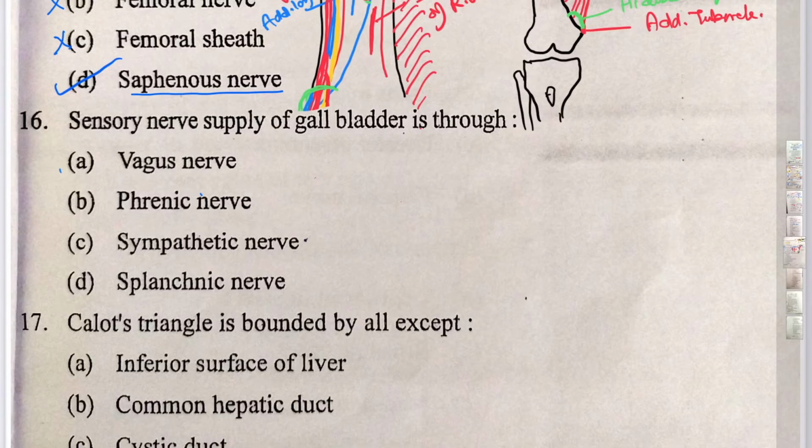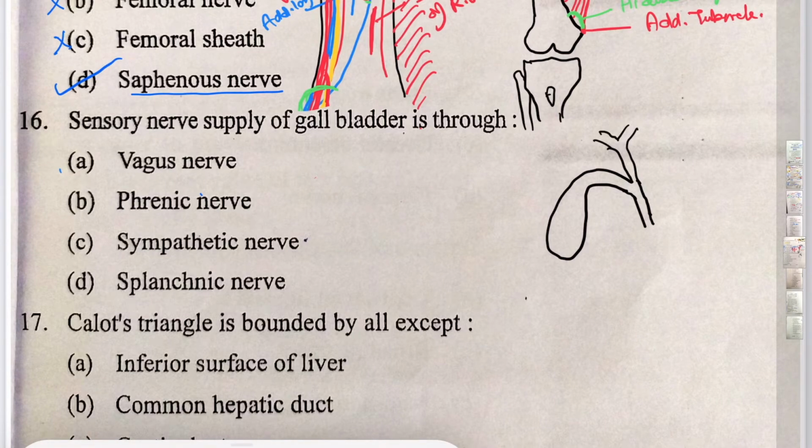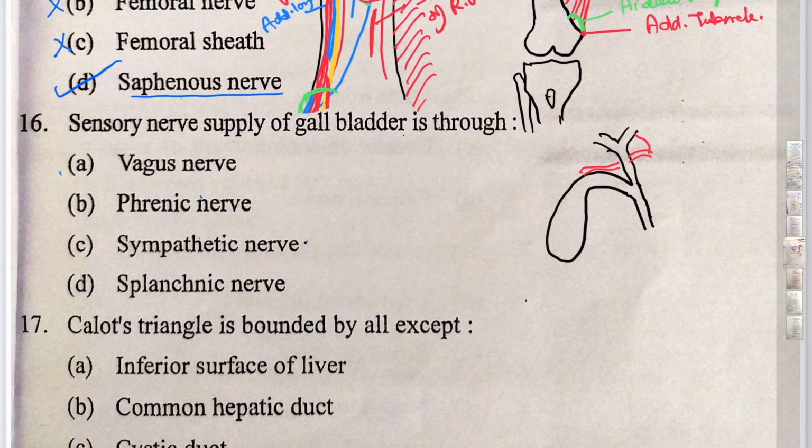Question number 16. Sensory nerve supply of gallbladder is through vagus nerve, phrenic nerve, sympathetic nerve, splanchnic nerve. So now remember that in this gallbladder, this is the hepatic duct and this is the cystic duct, and it joins to form this common hepatic duct. Now, talking about the nerve supply, there's this artery reaching down to supply this, the cystic artery, which is a branch of the right hepatic artery.